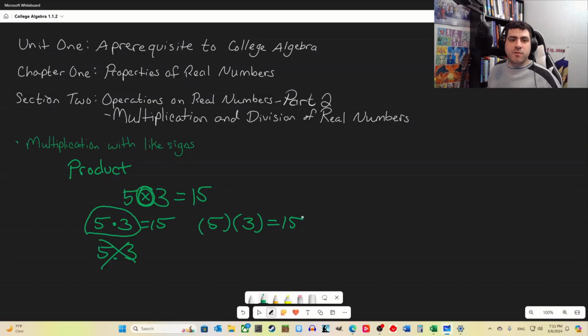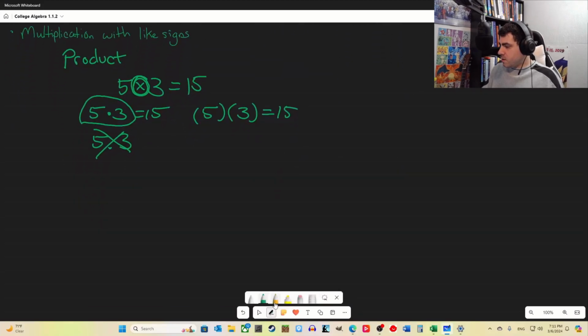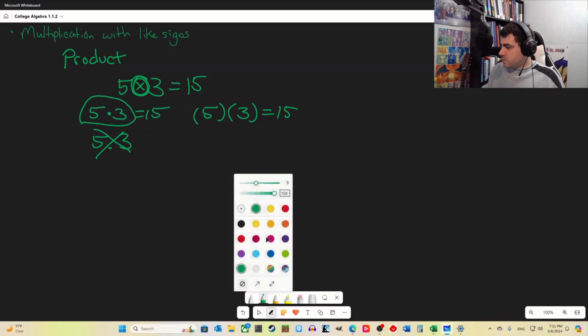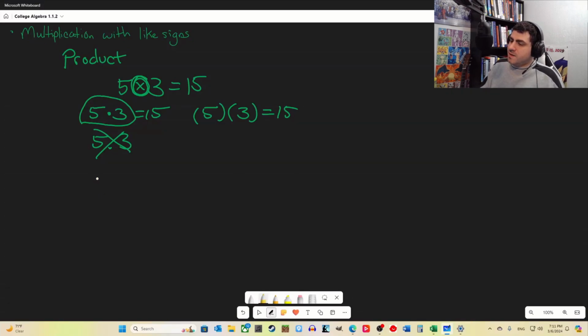So what if we have two negative numbers? Let's scroll down a little bit. Use another marker. Let's go to yellow. I like yellow. So say we have -6 times -4. When you have two negatives being multiplied together, you end up with a positive number. Negative times a negative is a positive. So -6 times -4 would equal 24. So it won't be -24. It will be positive 24.